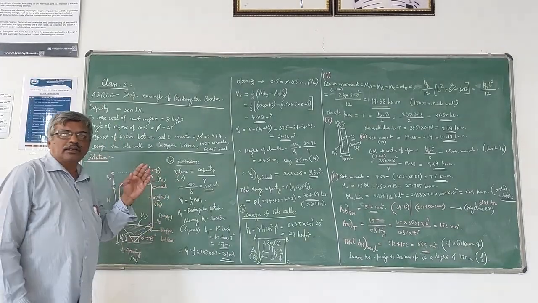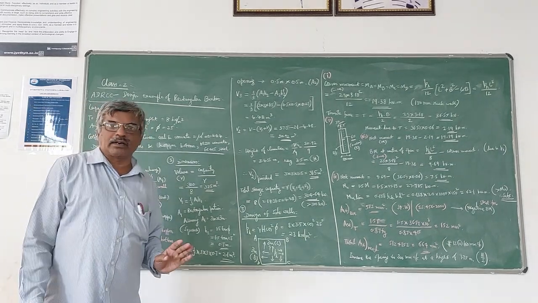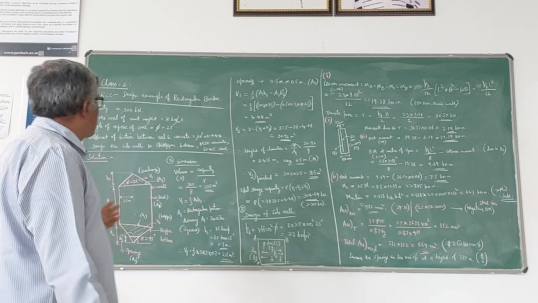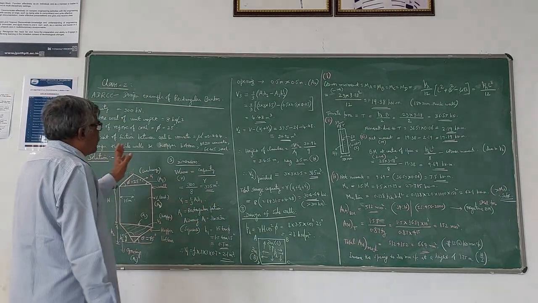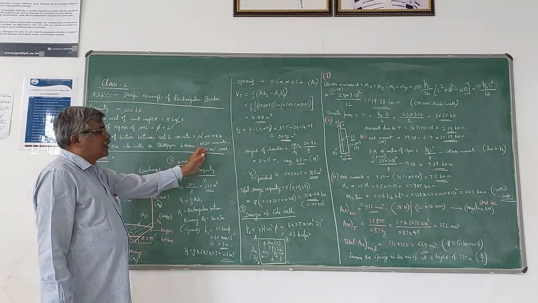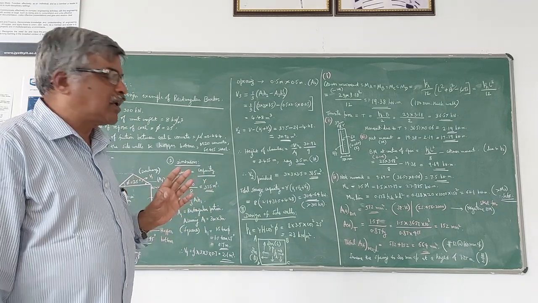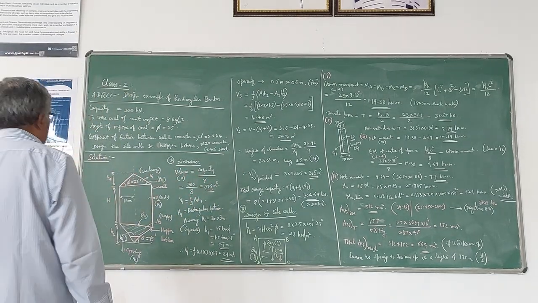In this class, we will design a rectangular bunker of a given capacity. The angle of repose is given, the coefficient of friction is given, and the grade of concrete is given. So this is a typical design problem on rectangular bunkers.